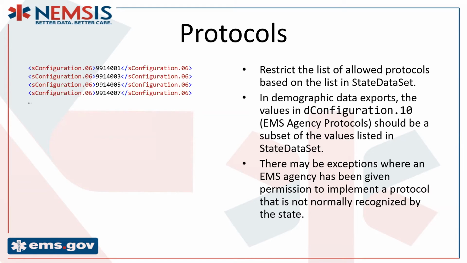So in your demographic data exports, you'll have dConfiguration.10, which is a list of EMS agency protocols, which should essentially be a subset of the values that are allowed in the state data set. So the state allows 100 protocols. Out of those 100 protocols, the agency uses this list of 92 protocols. So that's what you're telling the state when you send demographic data to them. And again, there may be exceptions where an agency has a protocol that is not normally recognized by the state.